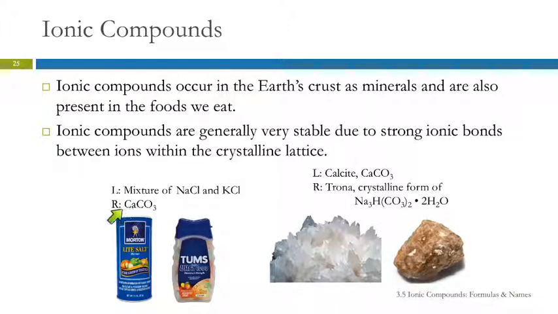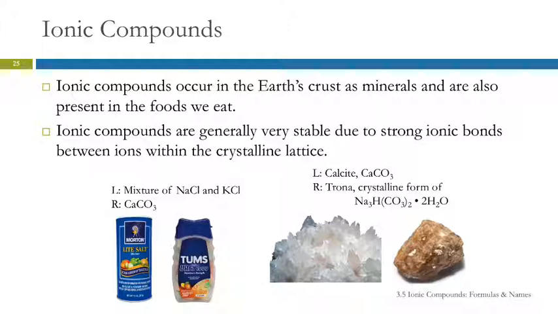Calcium carbonate is another ionic substance that you might eat. That's the active ingredient in Tums. That's going to help neutralize stomach acid. Here are a couple of examples of minerals. Calcite is also a form of calcium carbonate, but swallowing one of those calcite crystals is probably not going to help your acid reflux. And here's trona. It has this complicated formula. This is an example where there are two different cations. We are not going to study the nomenclature of that, but it's interesting.